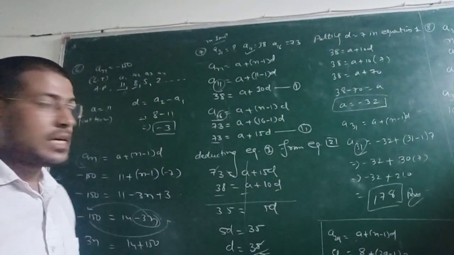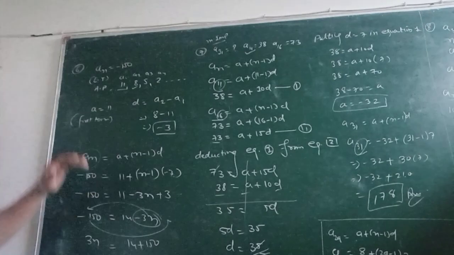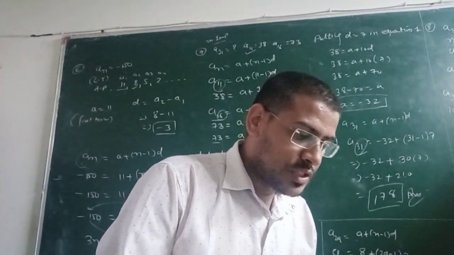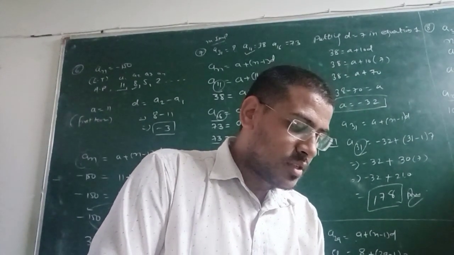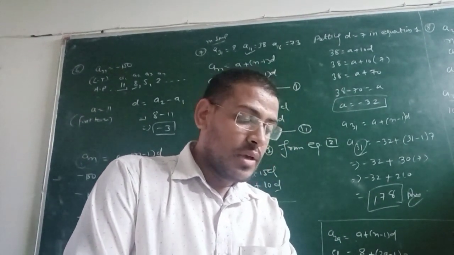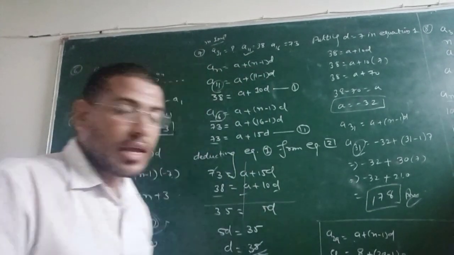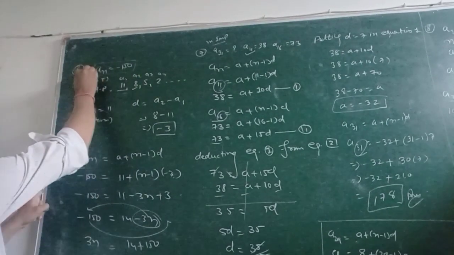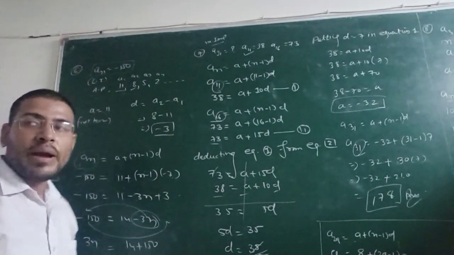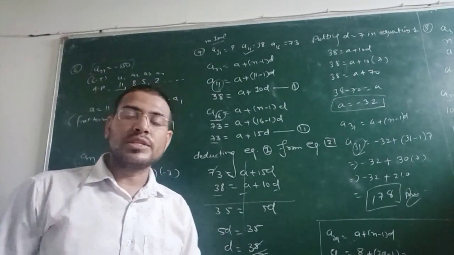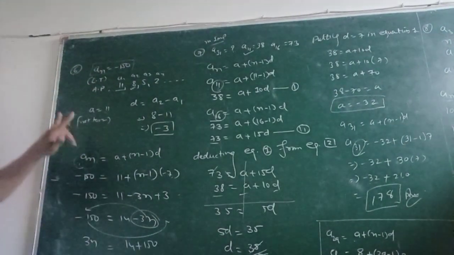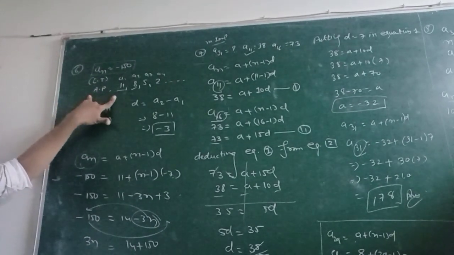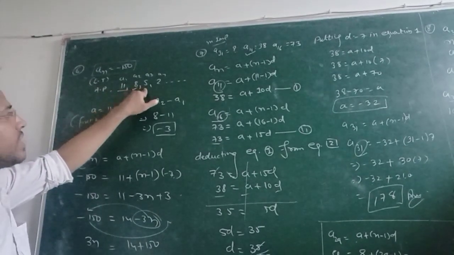So let's start with question number 6. First of all, you can see in the book: check whether minus 150 is a term of the arithmetic progression 11, 8, 5 and 2. Here an is the value they have demanded, minus 150, which is to be known as the last term. And you have been given the arithmetic progression 11, then 8, then 5 and then 2.